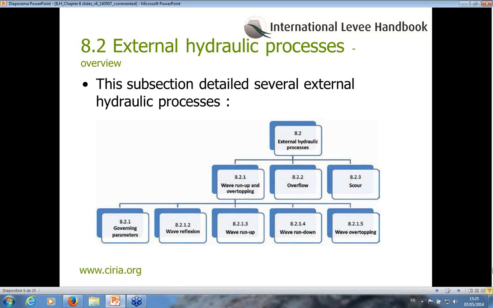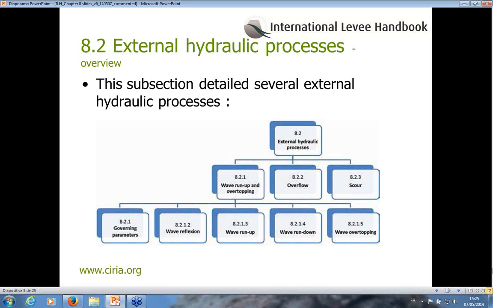Subsection 8.2 concerns external hydraulic processes. It details successively processes related to wave action, then overflow, and finally scour in a river channel, but also of beaches in front of coastal levees.